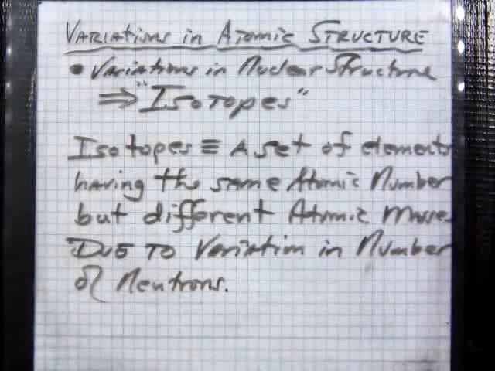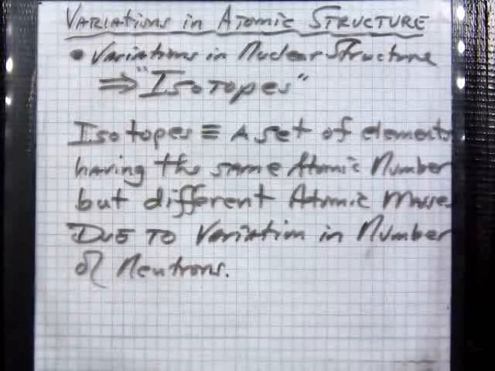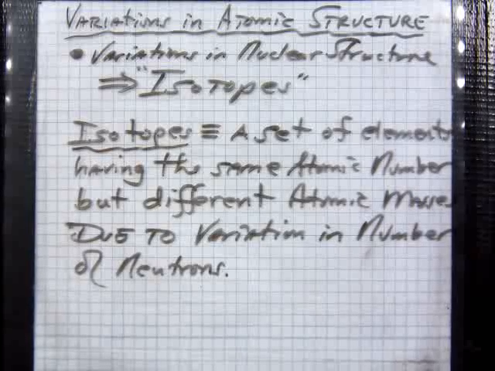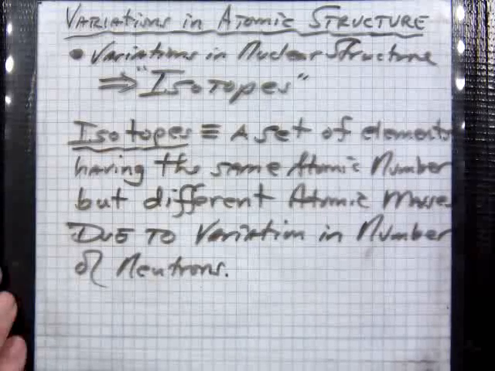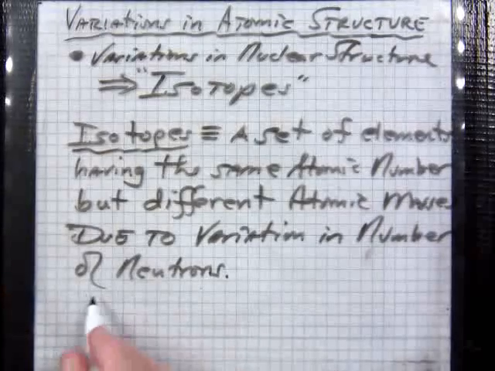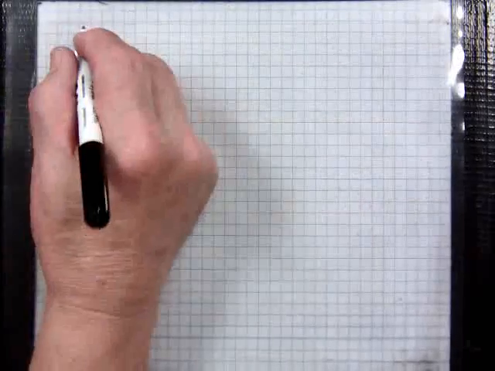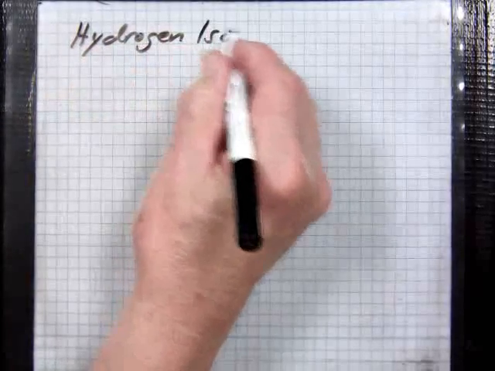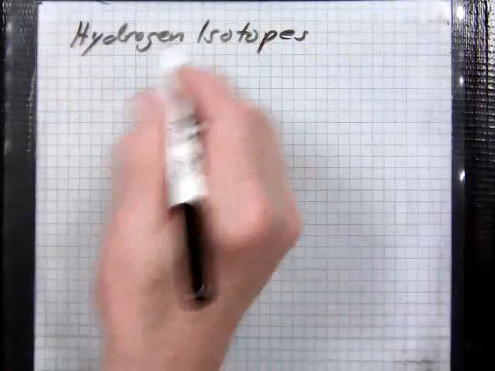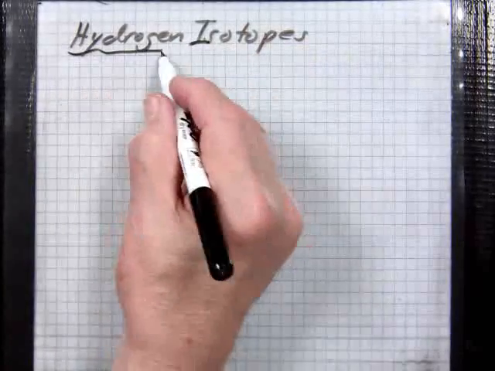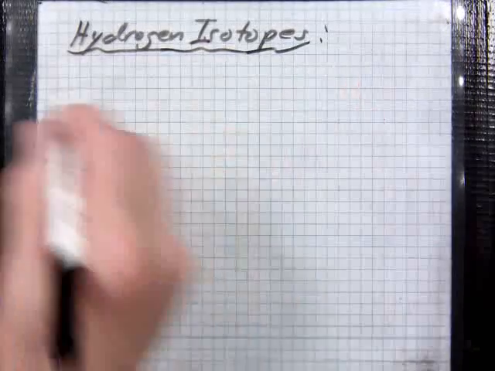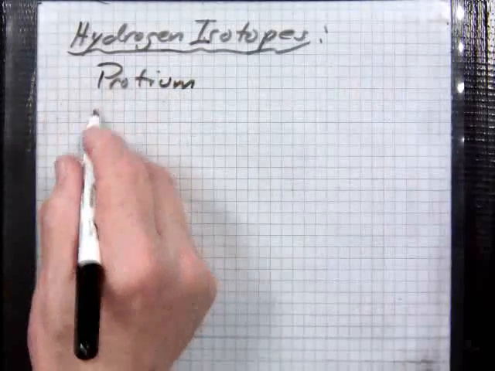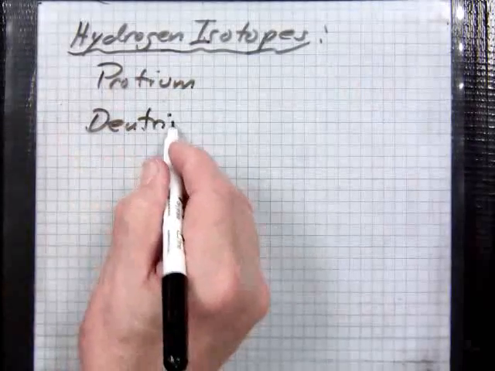Now, one set of isotopes that is very important, I want you to learn the names of this. I don't ask you to learn names of them, but that's the hydrogen set. Hydrogen isotopes are called protium, deuterium, and tritium.